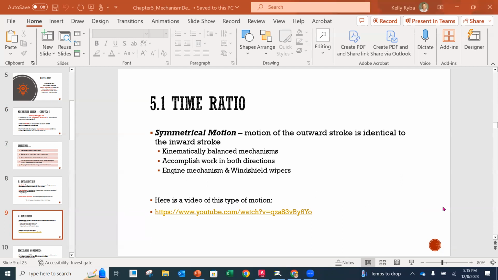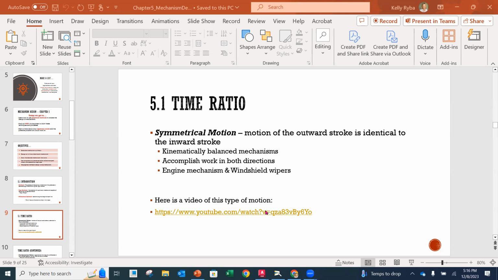And you also have the opportunity, because it's the same timing in and out. Most often in those types of applications, you're going to be doing work on the outbound stroke, but then also back on the return stroke. And so you can do work on both sides. Engine mechanisms and windshield wiper mechanisms are going to be examples of symmetrical motion applications.